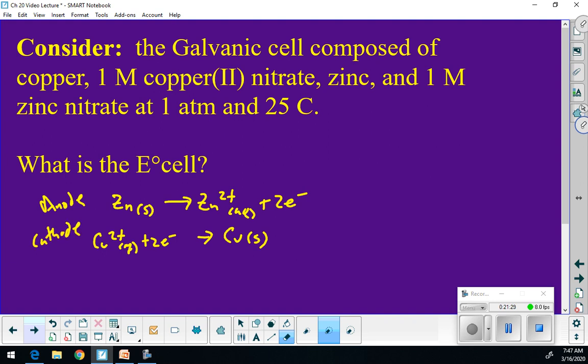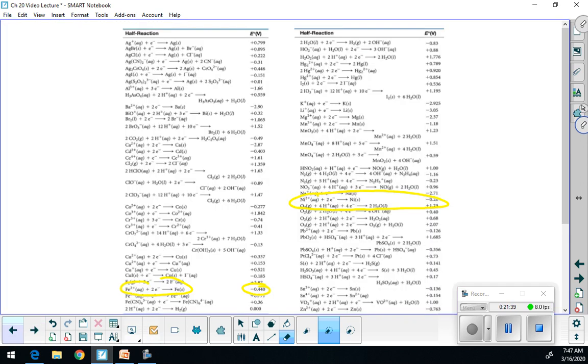Cool. So we need to look at my standard reduction potentials. Go back to my chart. I need zinc and copper 2. And so what's my standard reduction potential for zinc? Ooh, mama. It is negative 0.763 volts for my zinc. And what about for my copper 2? My copper 2 is a positive 0.337 volts.